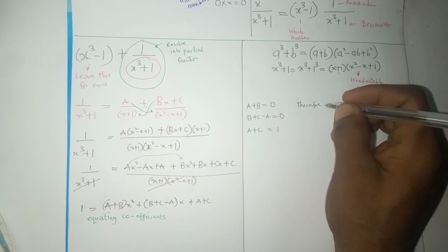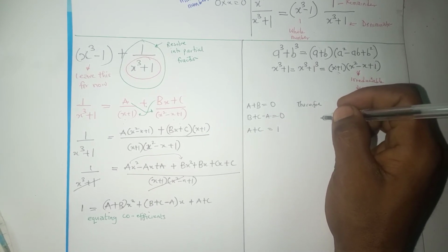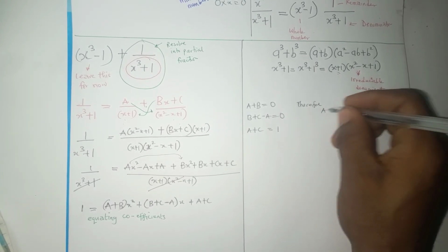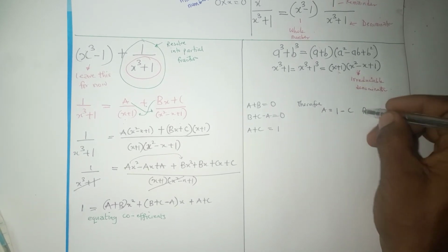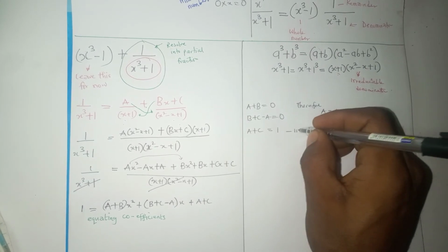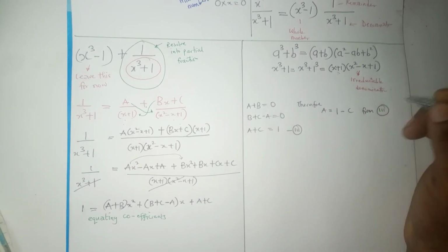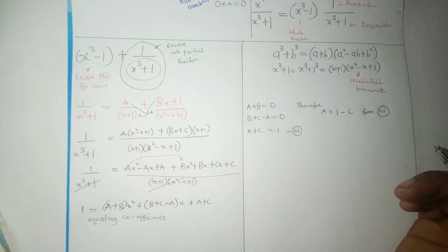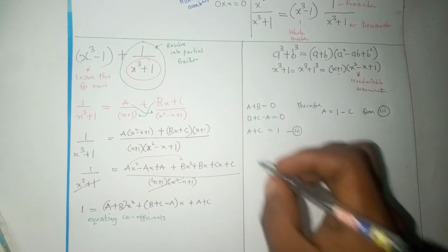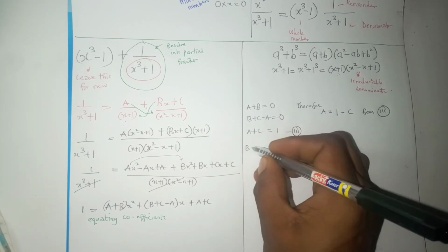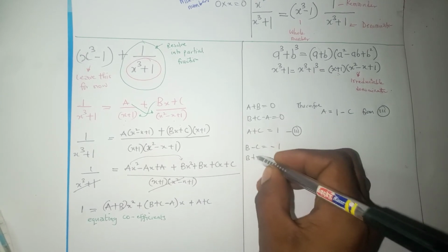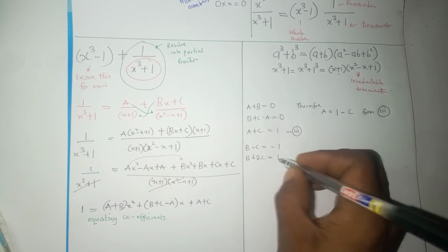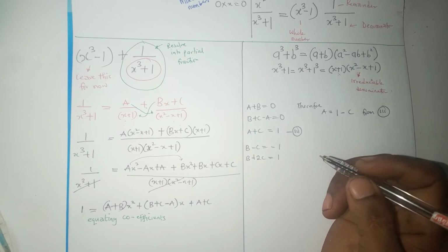Therefore, a is equal to 1 minus c, from here 3. So b is equal to minus a, b is equal to minus 1, b plus 2c is equal to 1.